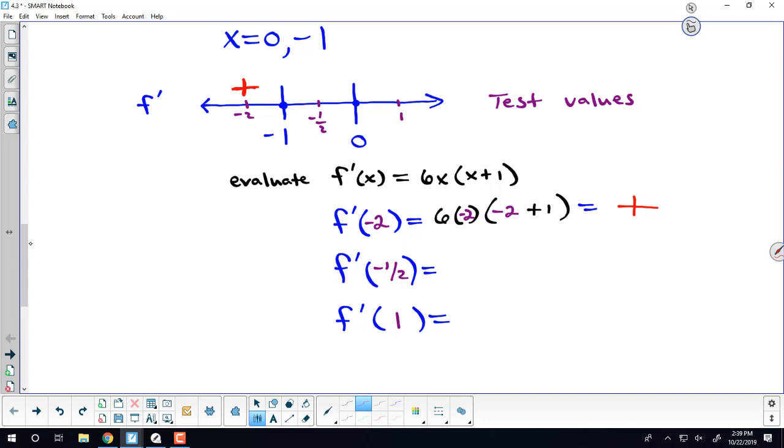Any questions on what we're doing or why we're doing it? We're trying to answer this question: where's the first derivative larger and smaller than 0?